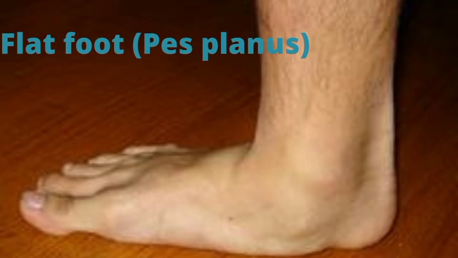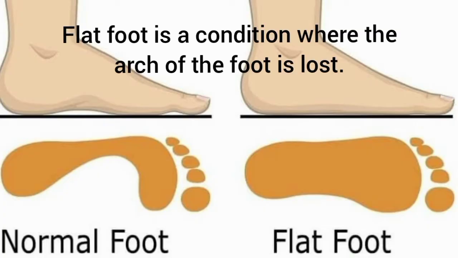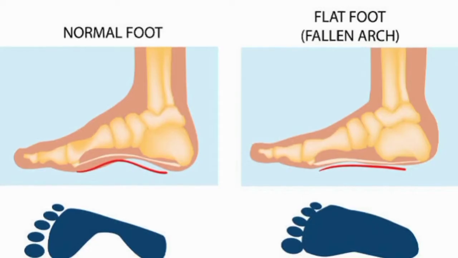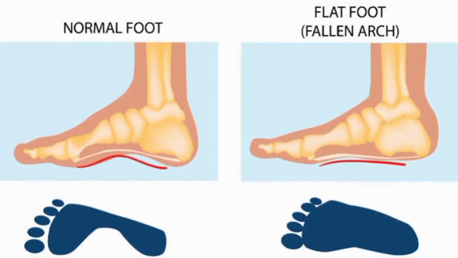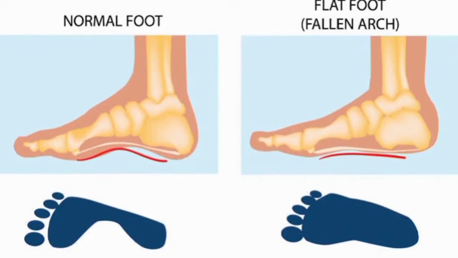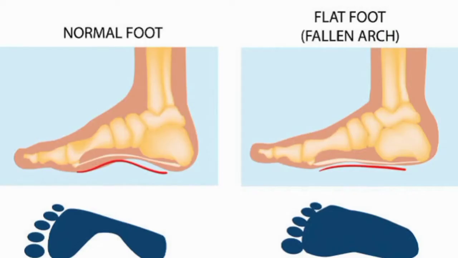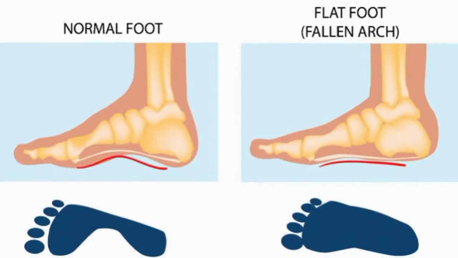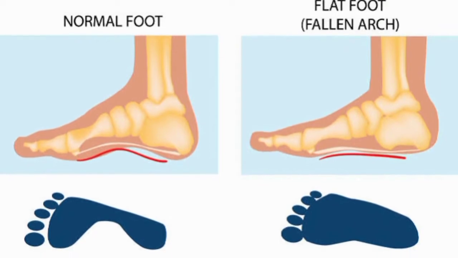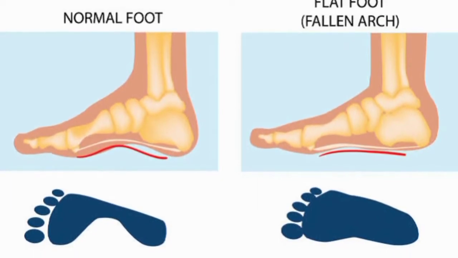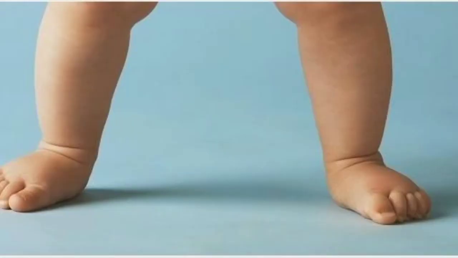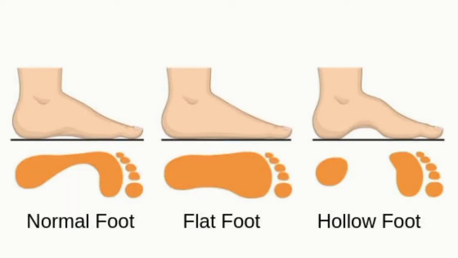Today we'll start with flat foot, which is also known as pes planus. Flat foot is a condition where the arch of the foot is lost. If you look at the picture on your screen, you will see two different feet: the normal foot and the flat foot. For the normal foot, you see that the arch is properly formed, while for flat foot there's almost no arch. Flat foot is common in infants between 0 to 1.5 or 2 years.